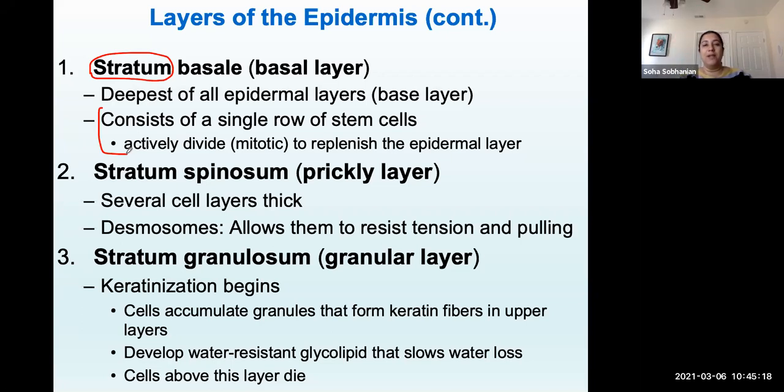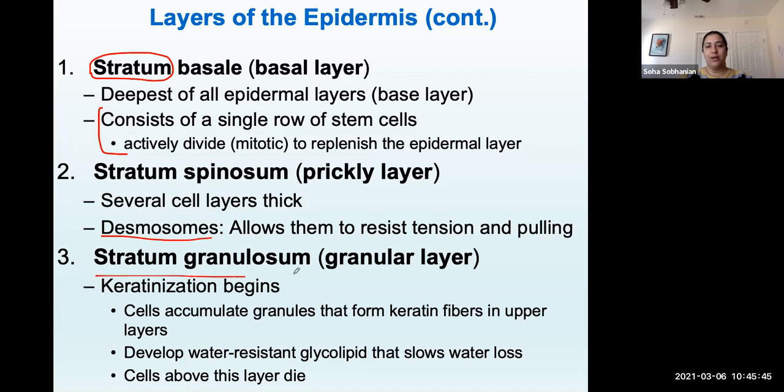A stratum spinosum is called the prickly layer. You don't necessarily need to know the second name. I just included it to kind of give you an idea. It's several layers thick, and the most important thing you need to know is that it has desmosomes in it, which means it gives it a lot of tensile strength, as in your tissue is not going to rip apart.